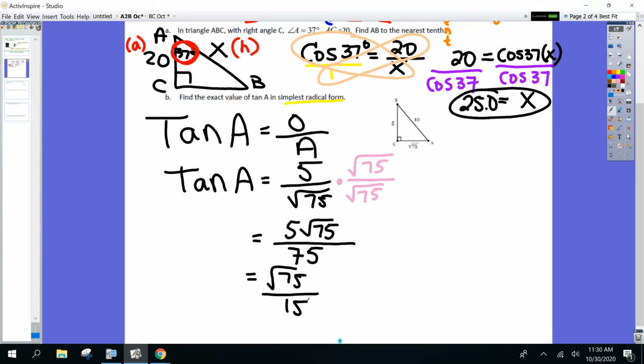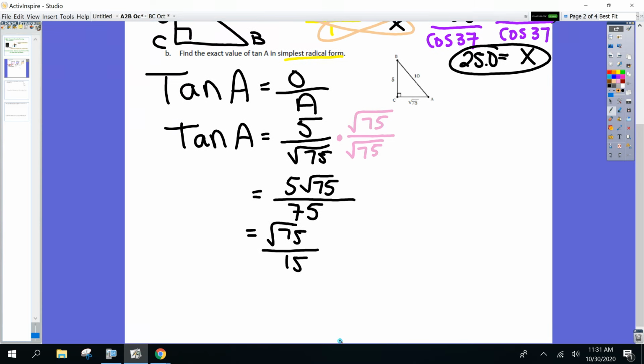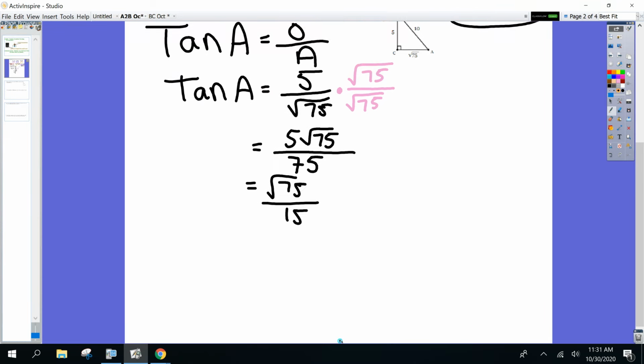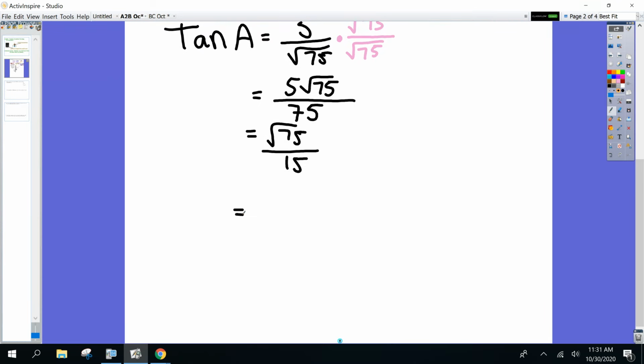And I told you guys to buckle up because we're not done yet. Caroline, go ahead. Tell everyone once again what we still can do to radical 75. Well, 25 goes into it. We're just going to break it down. I don't want you to actually break it down yet. All right, 75 can be broken down.